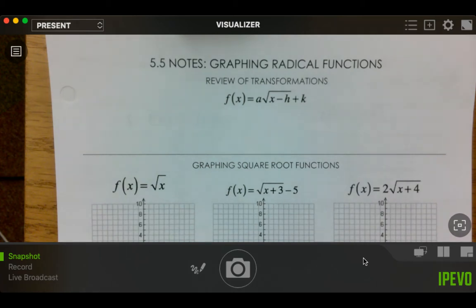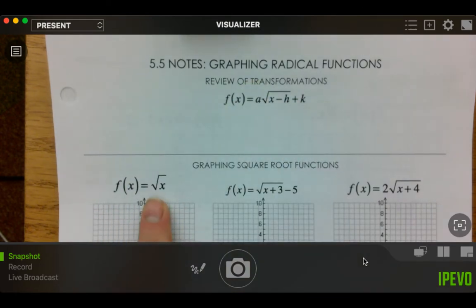Hey everyone, welcome to the 5.5 notes. Today we are going to learn how to graph radical functions. The front side of the worksheet is all going to be square roots, the back side is all going to be cube roots. Before we get started, just a couple of reminders about transformations.